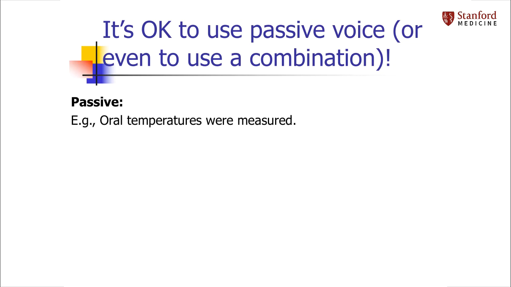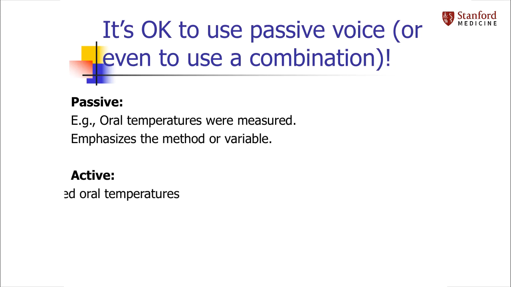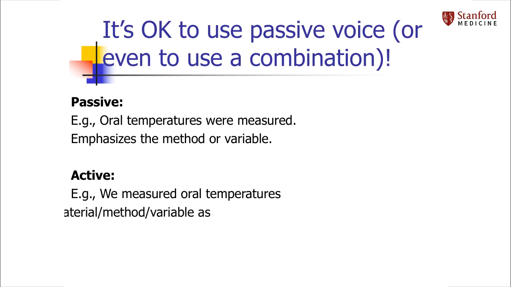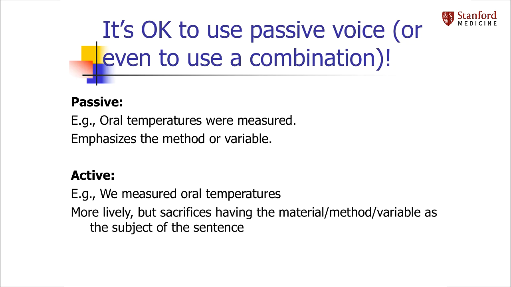For example, "oral temperatures were measured." That's in the passive voice. That emphasizes the oral temperatures as opposed to the researcher who was taking the temperatures. The active voice here would be "we measured oral temperatures," and that's okay. It's more lively, I think, but again, it fails to emphasize the material, method, or variable of interest, and one could argue that you want to emphasize that material or method in the method section.